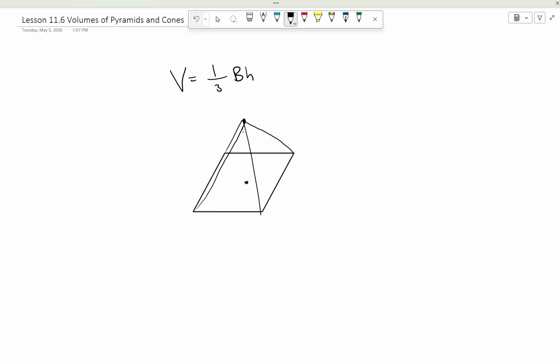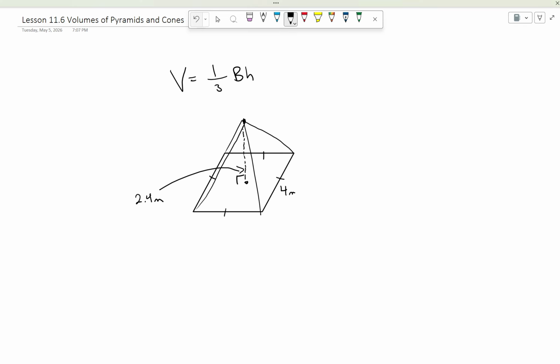And then I have this altitude height right there. And that is an altitude. That altitude is 2.4 meters. And then we're going to have this side length of 4 meters. And again, this is a square pyramid.